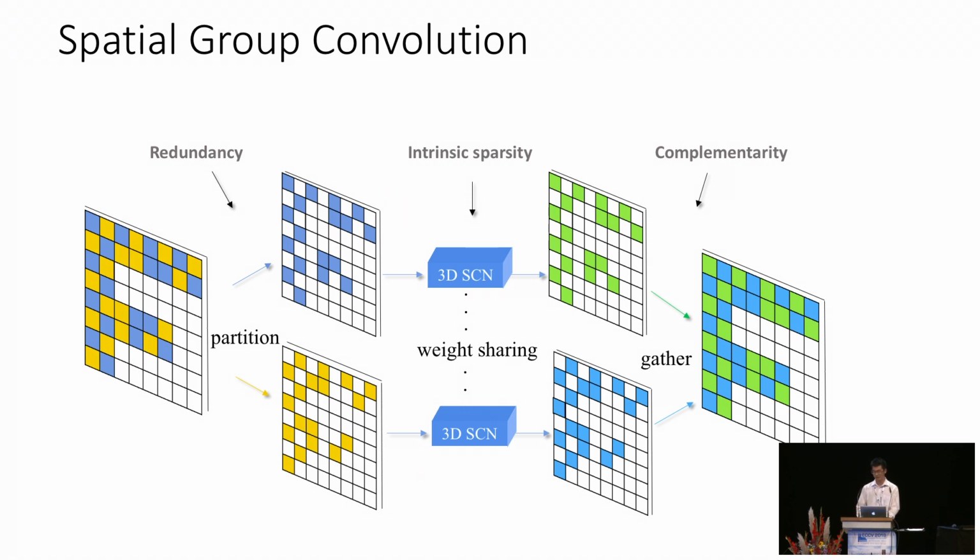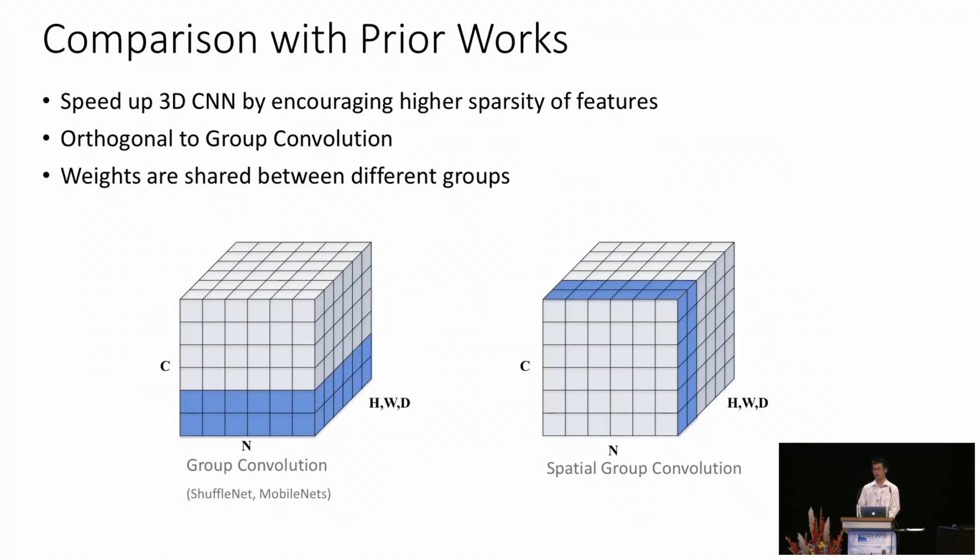The pipeline of spatial group convolution is as follows. We first partition features into different groups, and then apply a sparse convolutional network on each group. Features of different groups are gathered in the middle of the network. We will give more details about the designs, such as the partition strategies and the new sparse convolutional network architecture.